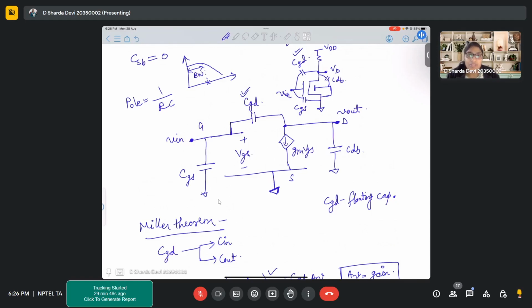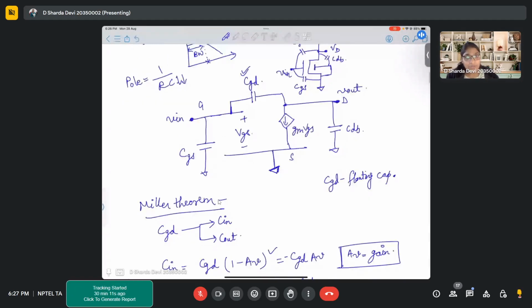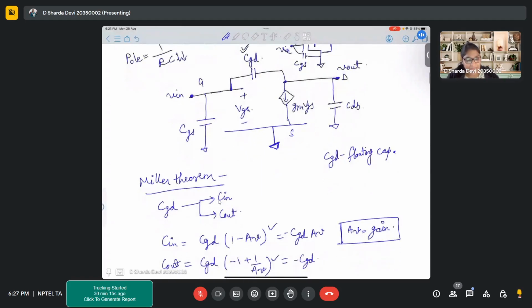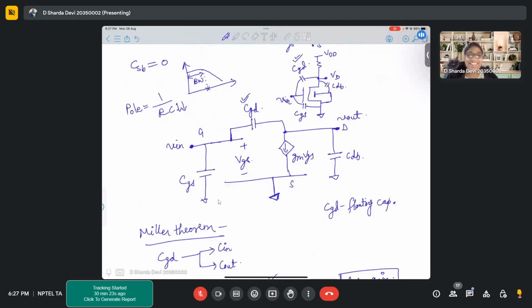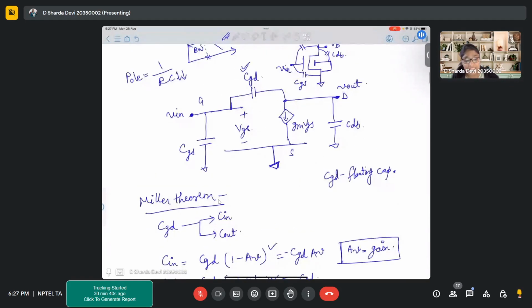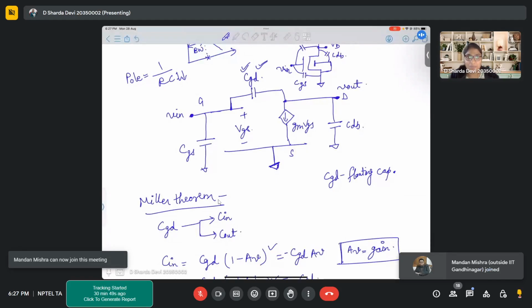So ideally, what do you want? You want your bandwidth to be as high as possible, right? So for that, what should happen? Your capacitance should be as low as possible. But when you observe this particular input node, the capacitor that you observe at the input increases drastically, which actually reduces your pole value. So ultimately, it reduces your bandwidth. So the critical capacitance that defines your bandwidth is CGD, this capacitor, which is between your input and output terminal. So it is very important to analyze this particular capacitor.